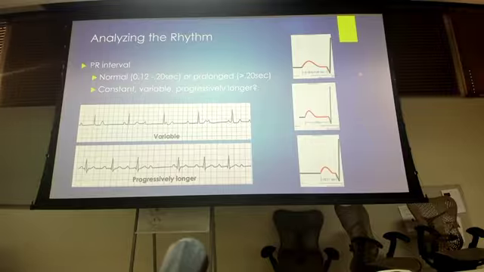PR interval, 3 to 5 small boxes. If it's greater than 5 small boxes, it's prolonged, meaning that at the AV node we have a delay, more of a delay than what we would expect to be normal. And if it's short, things are getting down to the ventricles quickly. We have an accessory pathway, or maybe a medication that's allowing that depolarization to occur quickly.